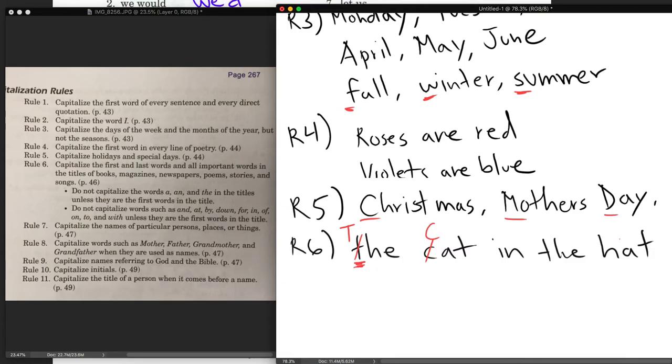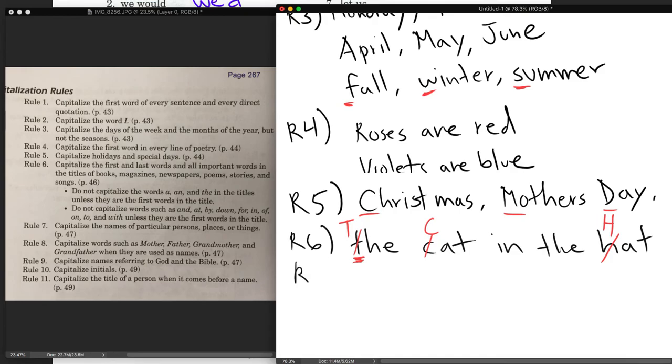And hat needs to be capitalized because it is an important word in the title. All right. Rule number 7: capitalize the names of particular persons, places, or things. You guys know that. So names of people, like William Chan, my name.